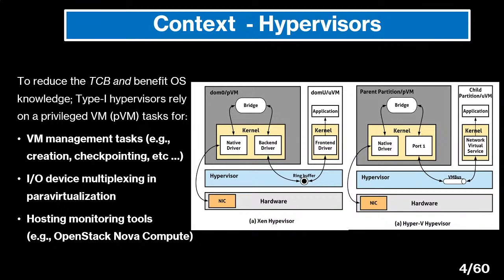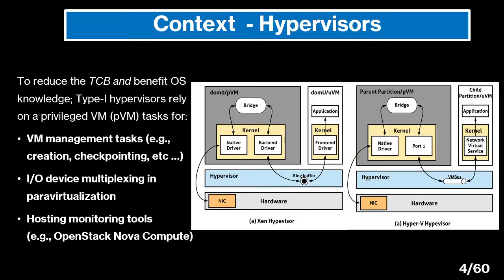Most type 1 hypervisors, in order to reduce their trusted computing base and to benefit from all operating system functionalities, are going to rely on a particular virtual machine which will have more privileges than the others. This virtual machine, which I will note the PVM, is going to be responsible for carrying out management operations such as virtual machine creation, migration, and checkpointing, for example. Depending on the type of virtualization used, it will also be responsible for IO device multiplexing for all the other virtual machines.